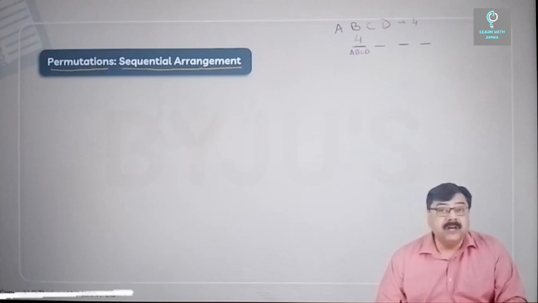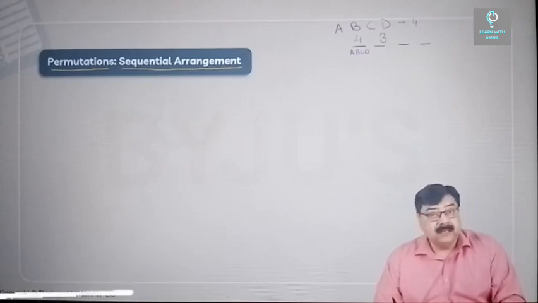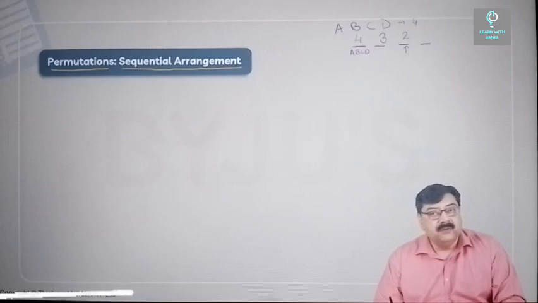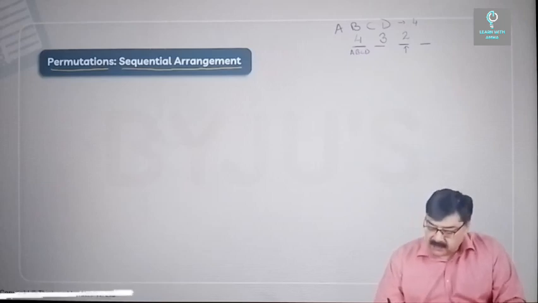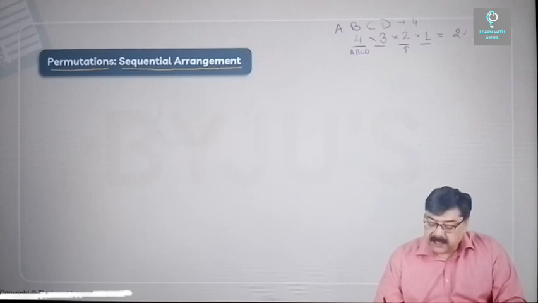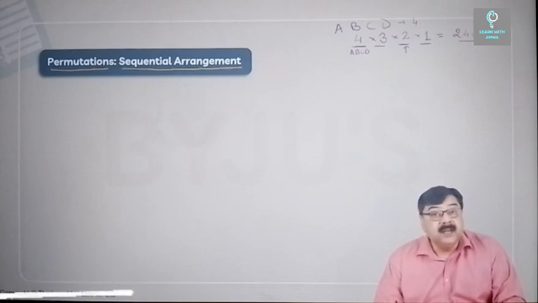Now, one letter has already occupied the first position. The remaining are 3. So, the second position would be occupied by any of the 3. Now, 2 letters have occupied the first 2 positions. Remaining are 2. And out of these 2, any one will occupy the third position. So, for the third position, we have 2 options. Remaining one would occupy the last position. So 4 into 3 into 2 into 1. That is, there are 24 ways of arranging these 4 letters all together in a sequence.